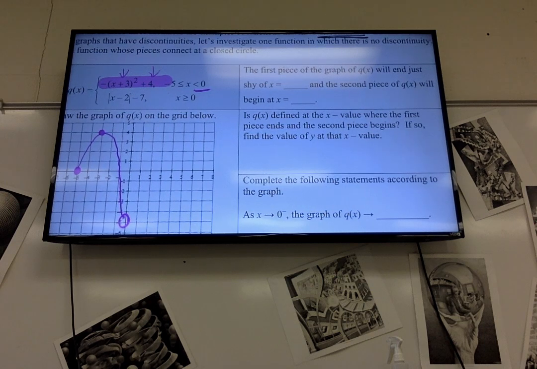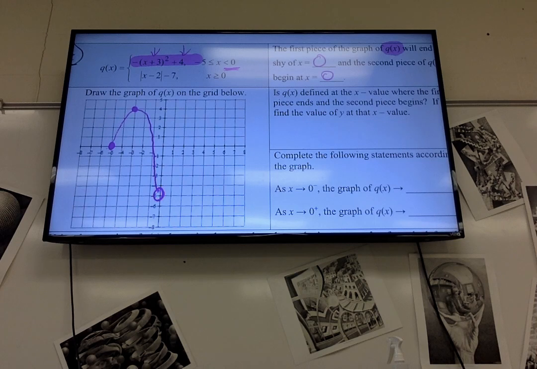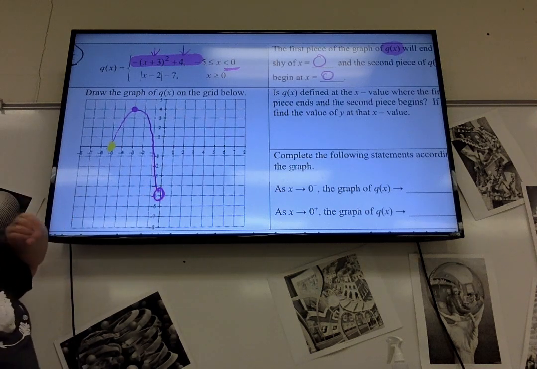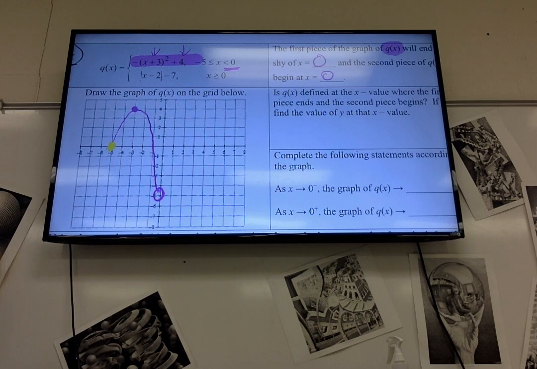So over here this says the first piece of the graph of q of x, which is that pink graph we just graphed, that parabola, will end just shy of x equals 0. The reason it's just shy is because it goes right up to 0, but never actually equals it. The second piece of q of x will begin at x equals 0. So that's this point right here. I start at 0 and I go really close to 0. I'm at negative 5 here, but 0 on the x.